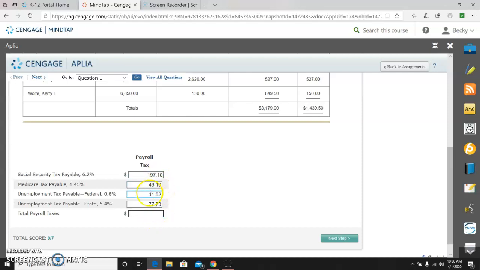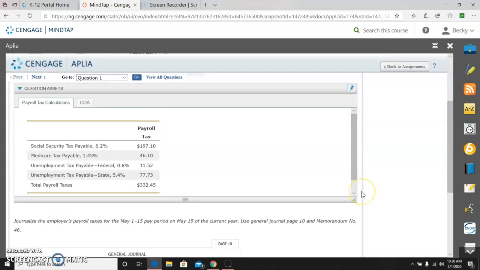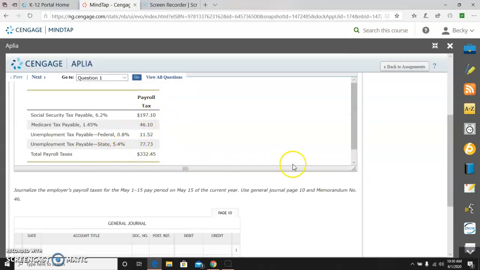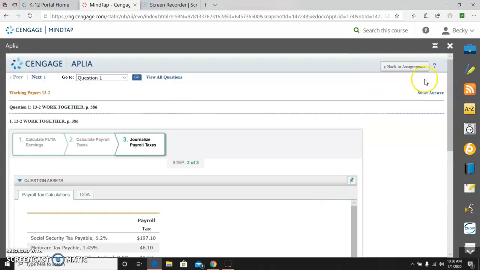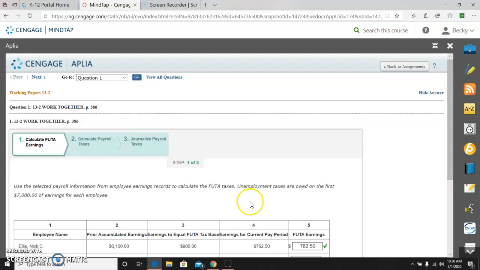And then I'm going to add all those together, and that's going to give me my debit to payroll taxes expense. So $332.45. So again, these are going to all be my credits, the payables, and my debit's going to be the payroll taxes expense. So if I go to the next step, it shows me from the previous step what I had. And I'm going to go ahead and just hit show answer so that we can go a little quicker here.